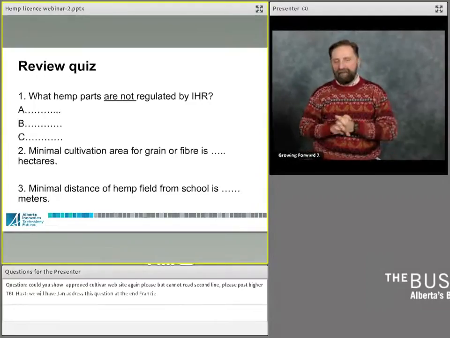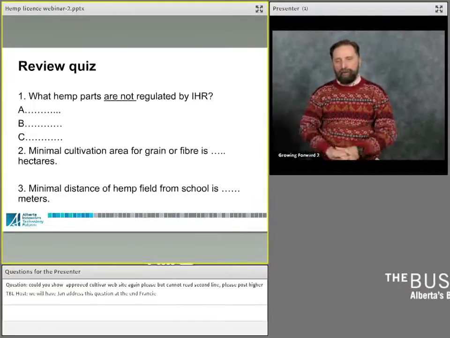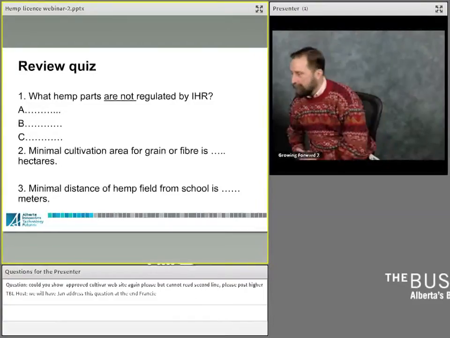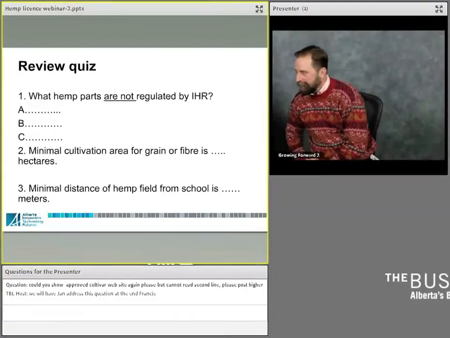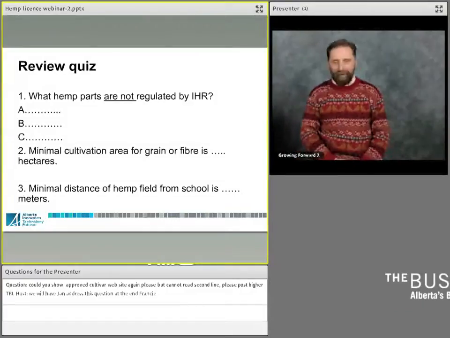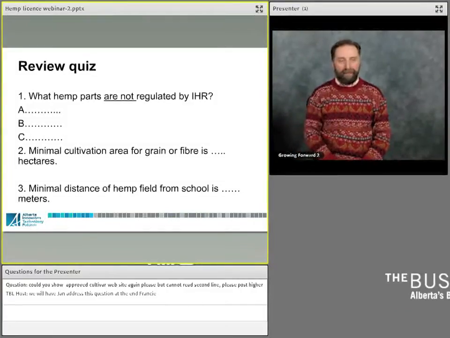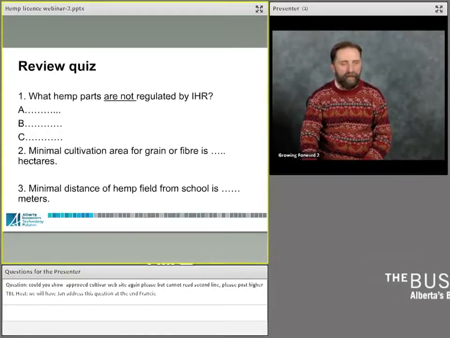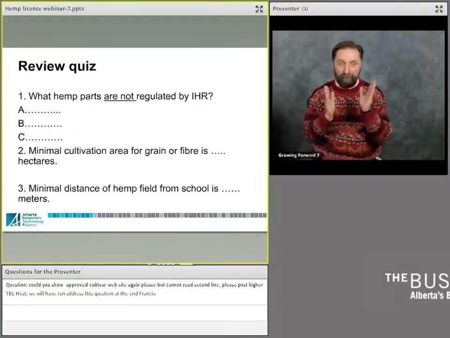Question two: the minimal cultivation area for grain or fiber is how many hectares? Looking for answers. 4 hectares. Excellent. 10 acres. Yeah. Once again, we've got 4. I asked for hectares. It's 4 hectares or 10 acres. Even if you're a first timer, you cannot go with 1 hectare. Okay, and question number 3.